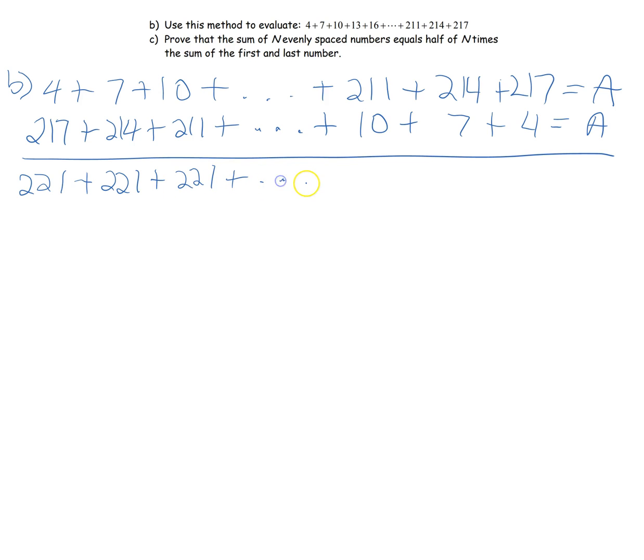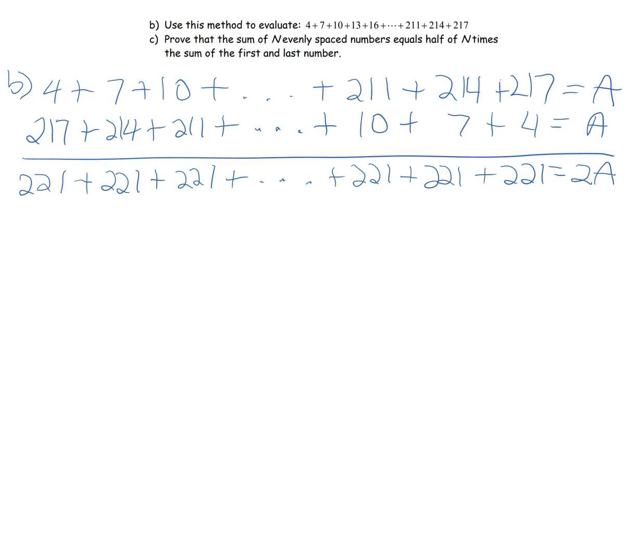And we can see the pattern here. We're going to get the same thing on this side: 221 plus 221 plus 221. This is all going to equal 2 times our answer. So we can see the pattern here. We've got a bunch of 221s that we're adding together.